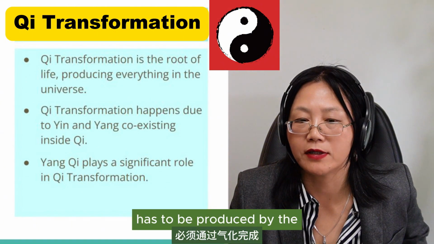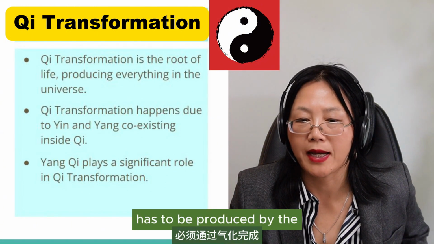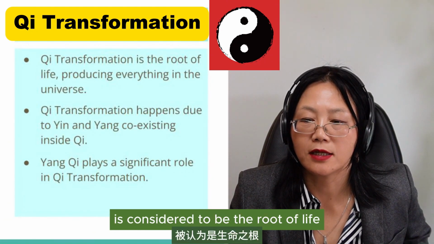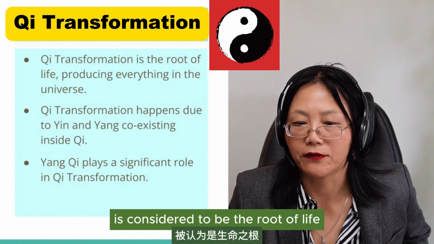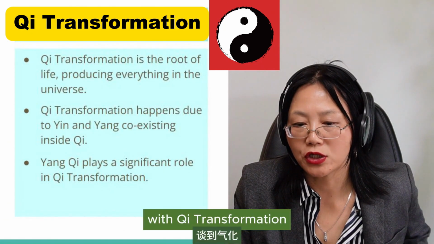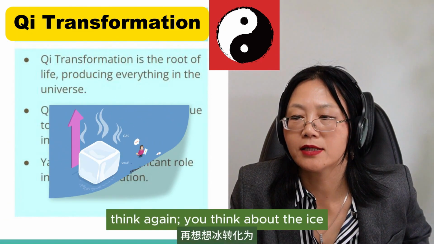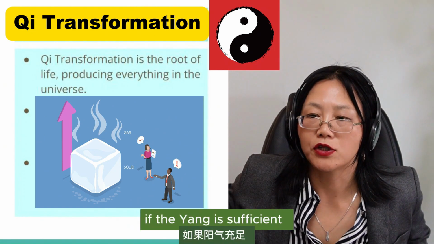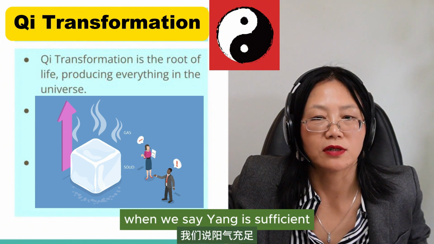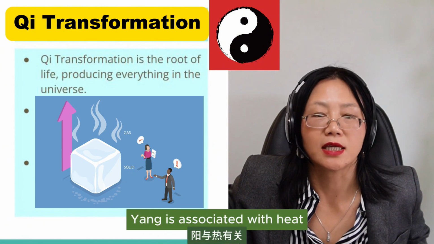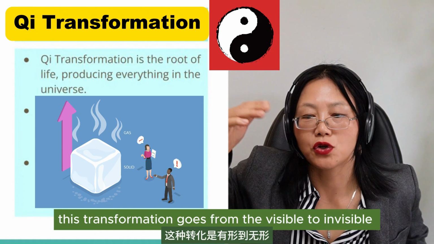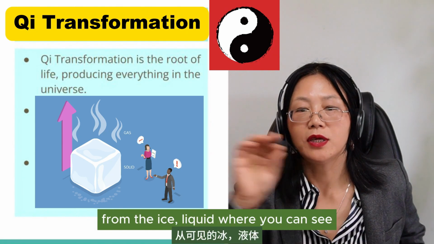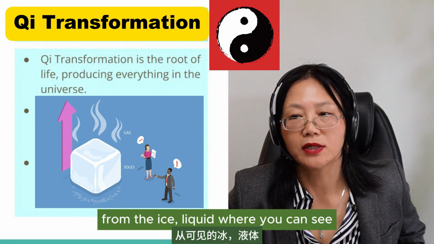All life activities have to be produced by qi transformation. Qi transformation is considered to be the root of life. With qi transformation, think again of the ice, liquid water, and water vapor. If the yang is sufficient, and by yang I mean yang associated with heat, when the temperature is high, this transformation goes from the visible to the invisible, from the ice and liquid, where you can see.